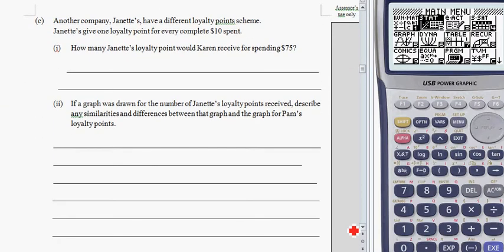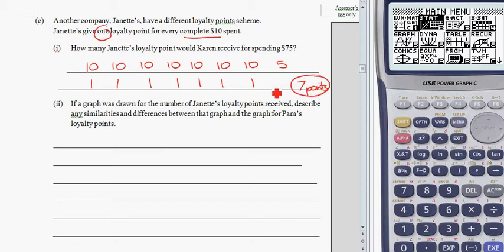Here's a different loyalty scheme. This time Jeanette gets 1 point for every complete $10. So if somebody spent $75, 10, 20, 30, 40, 50, 60, 75. So 1 point for every complete $10. 1, 2, 3, 4, 5, 6, 7 points under that scheme.